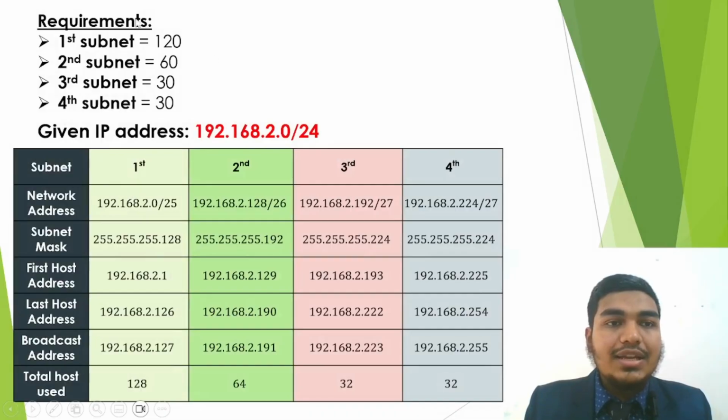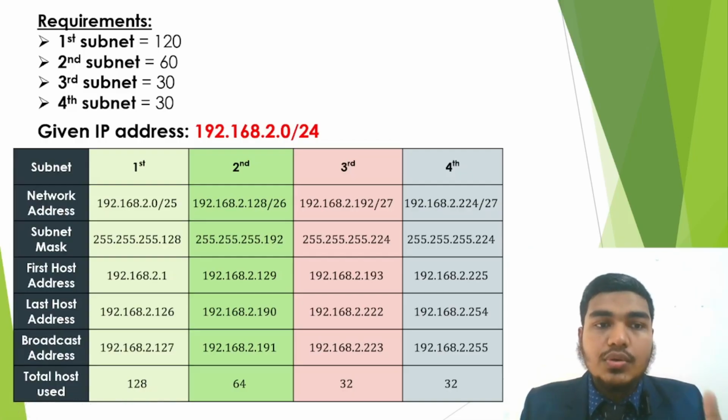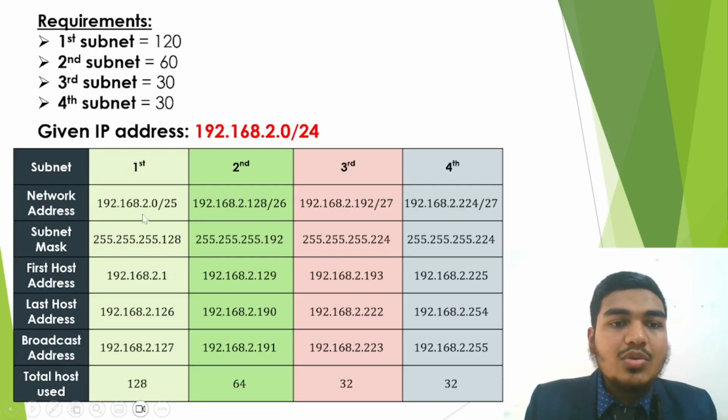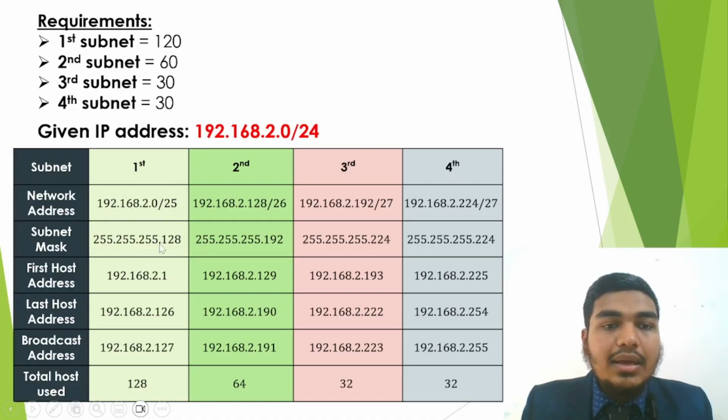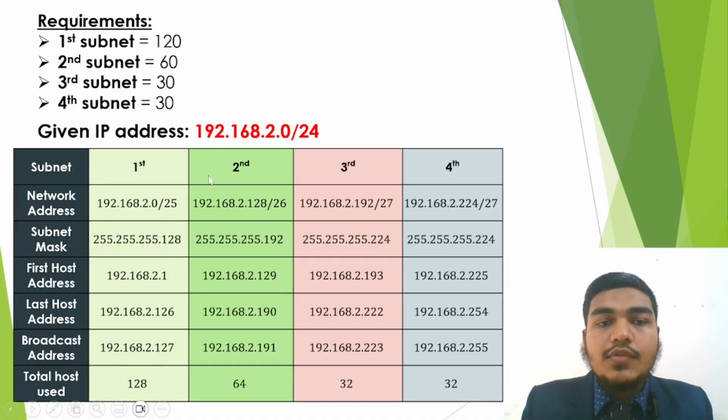We can see very clearly our requirement was 4 subnets. The first subnet needs 120 hosts, and we saw that we must calculate for 122 hosts. So for the first subnet, we have the network address same as the given IP, and then the subnet mask, that is 128. For the first host, as I mentioned earlier, it will be .1, the last host is 126, and 127 was the broadcast address. And the total hosts used for our first subnet is 128. Also for the second, third, and fourth subnets, I have calculated all the values and put them in the table.